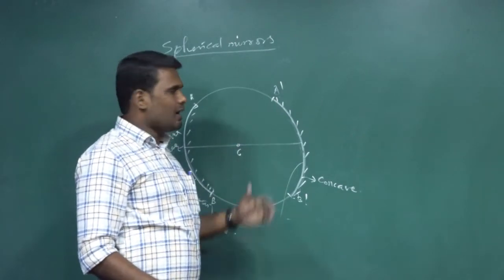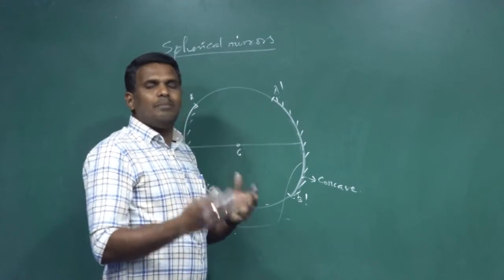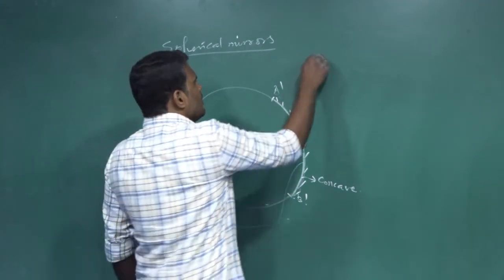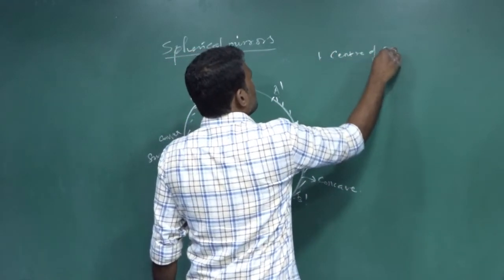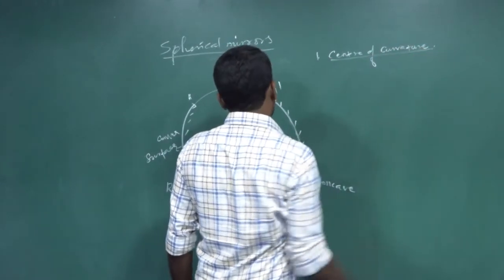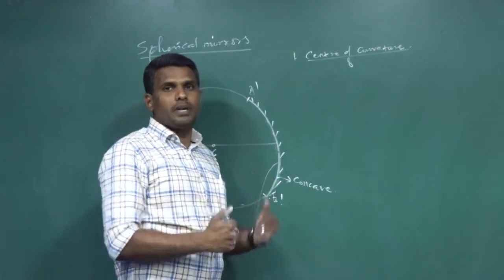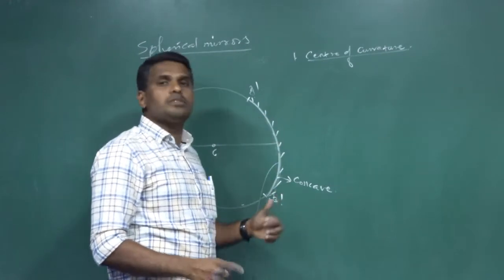We are going to discuss some of the important terminologies related to spherical mirrors. They are all very important to draw the ray diagram to obtain the images formed by this kind of spherical surface. We can list them out one by one. First one, center of curvature. The center of curvature of a spherical mirror is the center of the sphere from which the mirror forms a part.